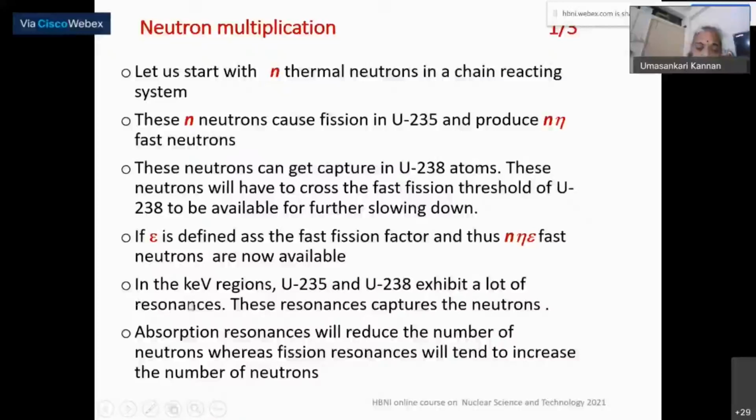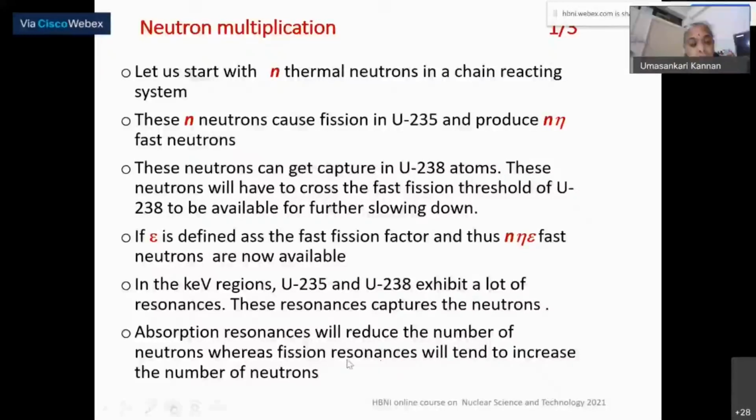Now, I had already mentioned that in the kilo electron volt regions, uranium-235 and uranium-238 exhibit a lot of resonances. These resonances will capture the neutrons, so the neutrons have to escape these resonances and come down to thermal energies. Absorption of neutrons in these resonance peaks will reduce the number of neutrons, whereas if it is a fission resonance, it will tend to increase the number of neutrons. That is why I said cross sections are very important. We need to know what type of reaction is happening with what energy of the neutron.